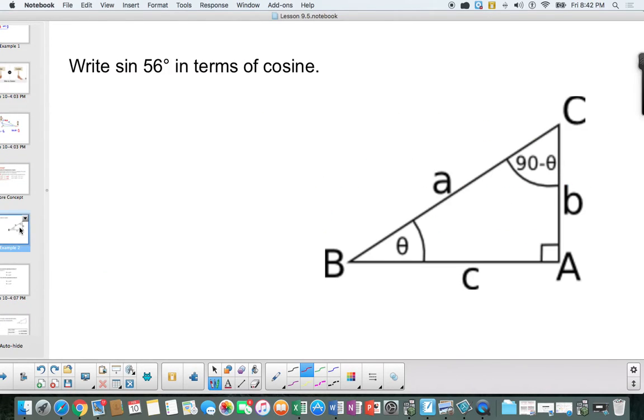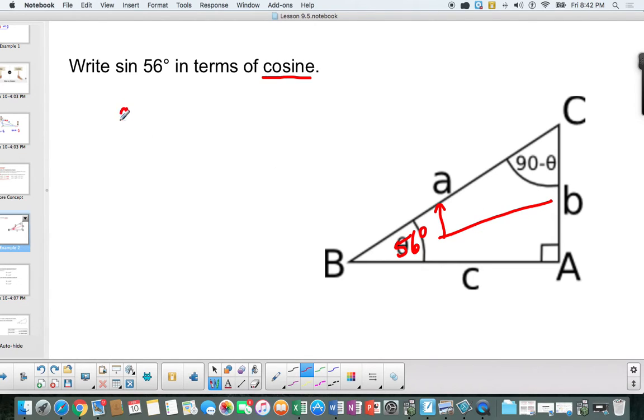Let's take a look at this problem. The sine of 56 degrees. We want to write that in terms of cosine. Remember that if we allow this to be 56 degrees, this is going to be the opposite, and then this is going to be the hypotenuse, which is what sine is.